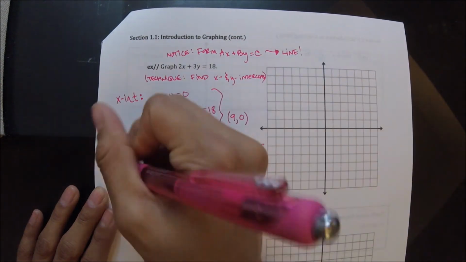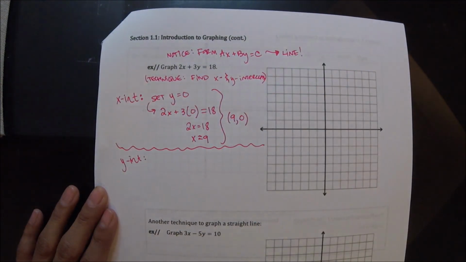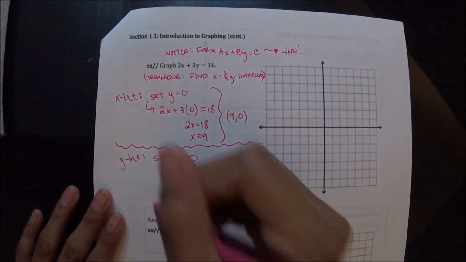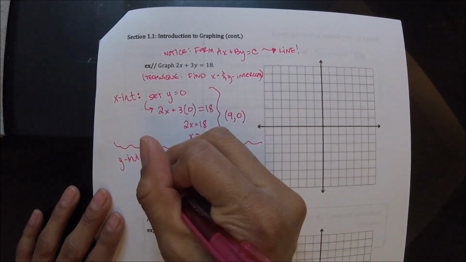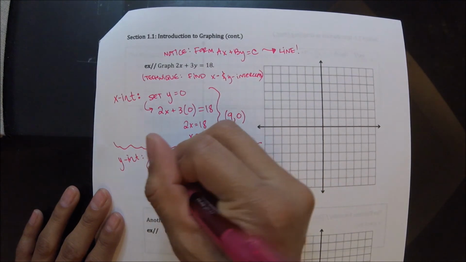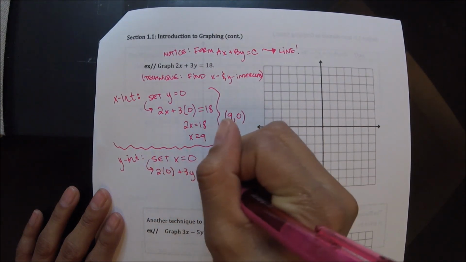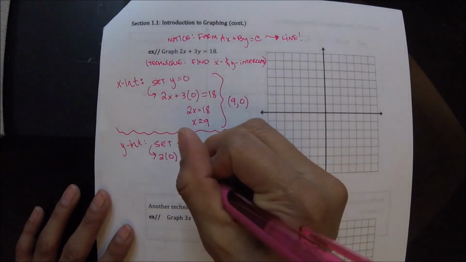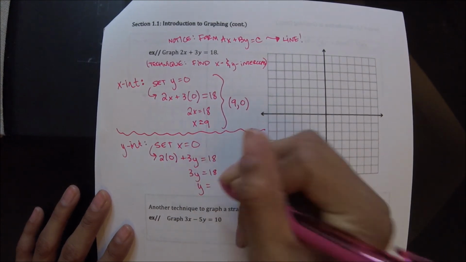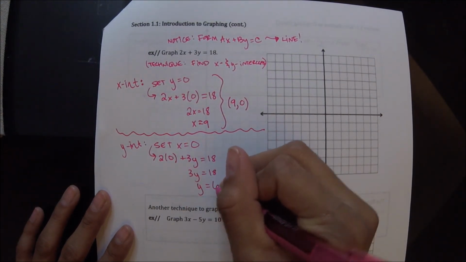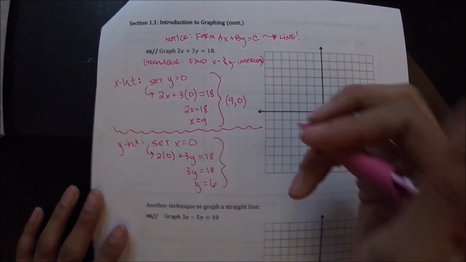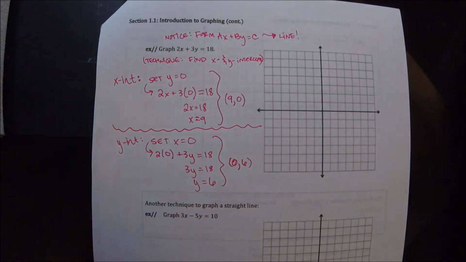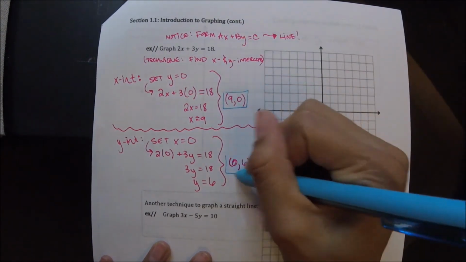Now, let's find the y-intercept. Well, we're going to start over. This time, we're going to set x equal to 0. So we start over, look back at the original equation, and this time I'm replacing the x with 0. So I get 2 times 0 plus 3y equals 18. We're going to have 0 right here. Then we have 3y equals 18. So divide both sides by 3, we get y equals 6. So for the y-intercept, we have 0 for x, comma 6. So this is the x-intercept and this is the y-intercept.